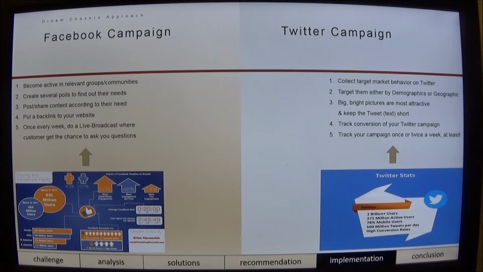After your posts, always track the conversion. You put a link in your tweet, of course, but how many people are actually clicking on that link? You can put a code in the link which will automatically give you the update on all the people that click on that link and go to your website. So you see if it's a success or not. And always track your whole campaign at least once or twice a week. It's really important, because if it's not effective, you can launch a new one immediately.